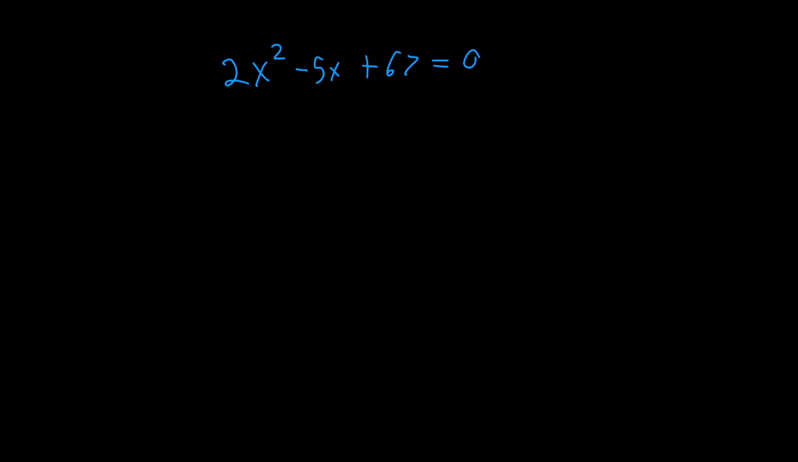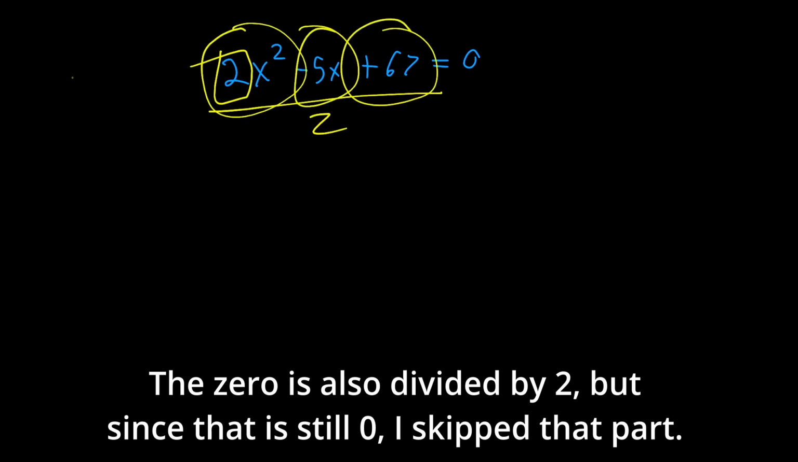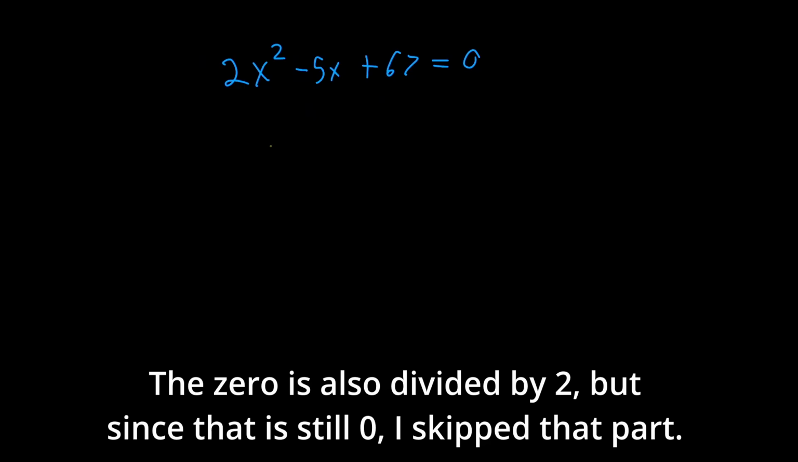Well, the first thing I want to do is make sure that my a value is equal to 1. To do that, I need to divide everything by 2. This will be divided by 2 over here, this will get divided by 2, and this will get divided by 2. So we will be left with x squared minus 5 over 2x plus 67 over 2 is equal to 0.